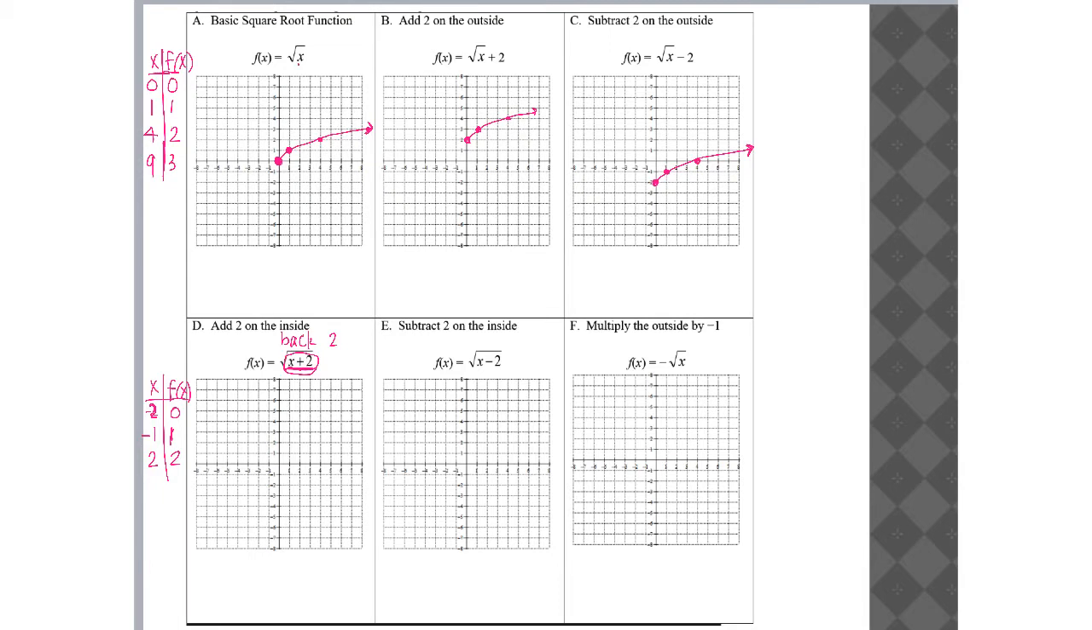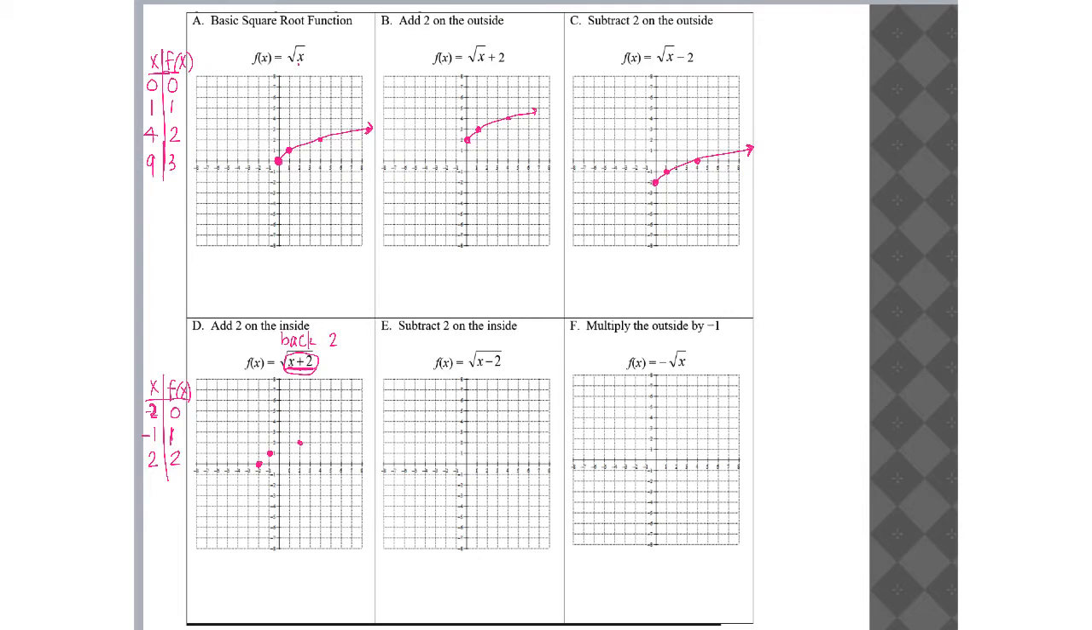Don't just move it over and sketch it. We need to make sure we have those good points. So here we have (-2, 0), we're at (-1, 1), we're at (2, 2). And notice we're still at that same basic shape.